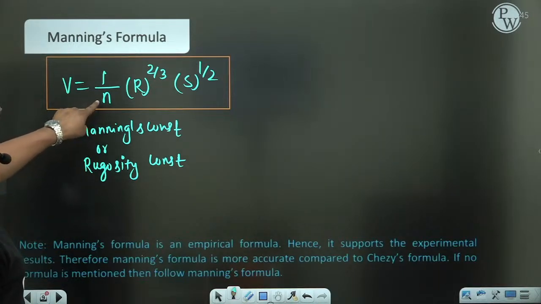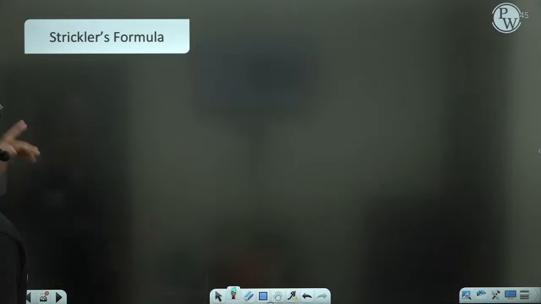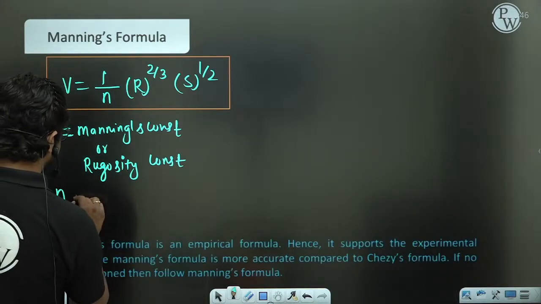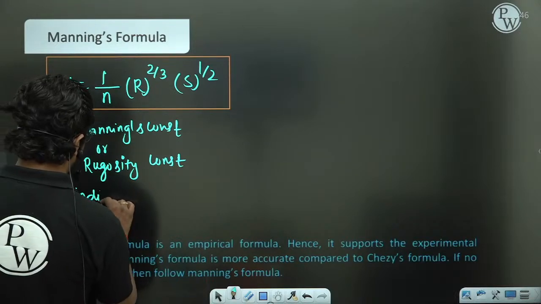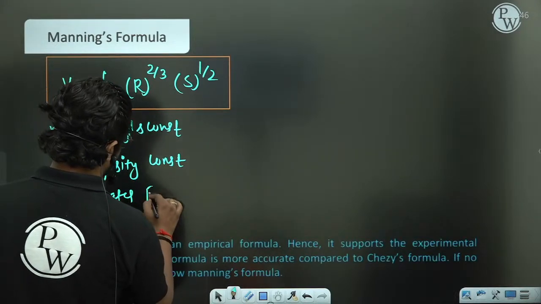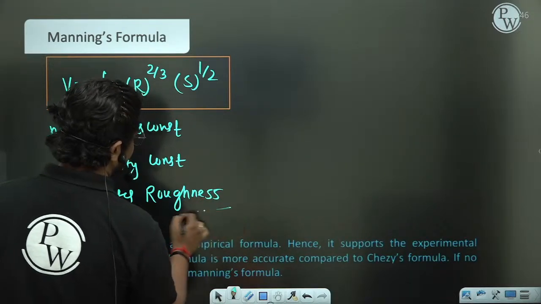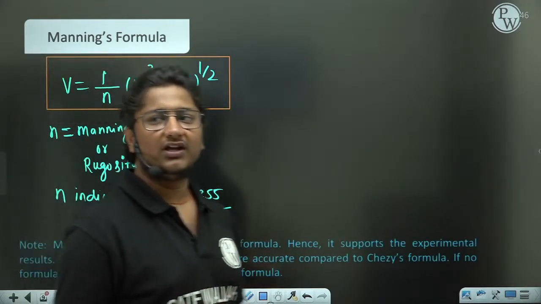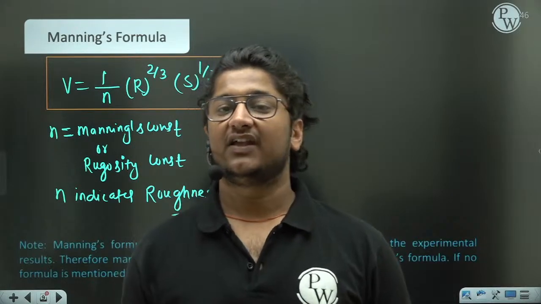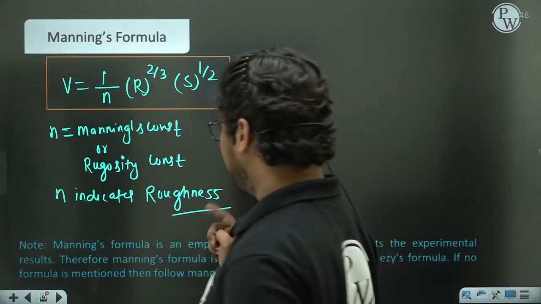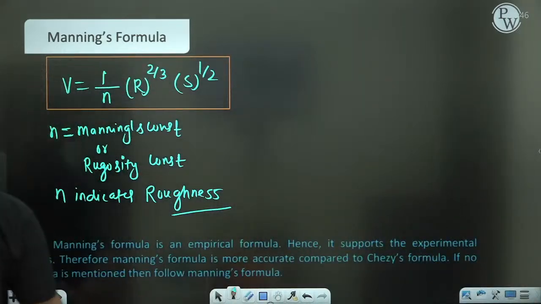Okay. Now, to find out n, this Manning's constant, first of all, n indicates roughness. That means if n is more, your velocity will be less. If n is less, your velocity will be more. Is it clear? Just opposite to the C part.